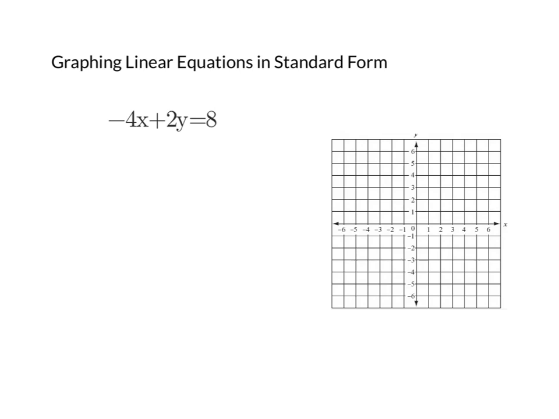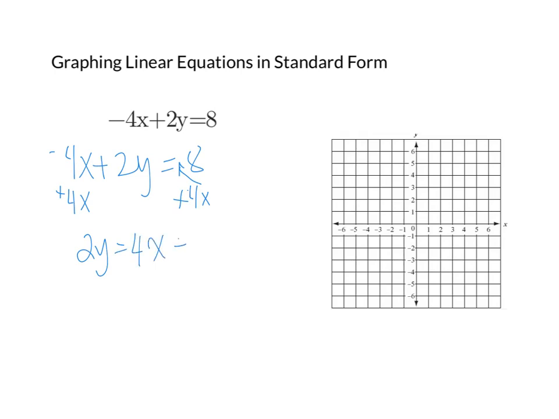Doing the same thing again, I'll just solve for y. So if I was to have, sorry, let me just get the appropriate pen here. Negative 4x plus 2y is equal to 8. I'm going to add 4x over here in the front. Okay, so we have 2y is equal to 4x plus 8. Divide everything by 2. So I have y is equal to 2x plus 4.